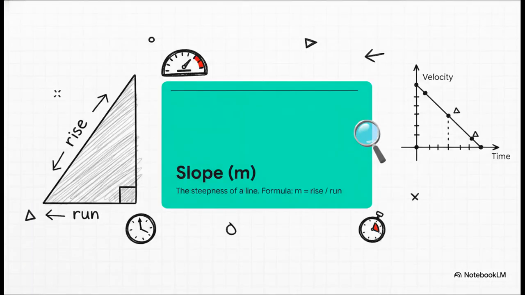Now, let's think all the way back to math class. How do you find the slope of a line? It's rise over run, right? The change on the vertical axis divided by the change on the horizontal. Okay, now look at our graph. What's on our vertical axis? Velocity. Our rise is a change in velocity. And the horizontal axis? Time. Our run is a change in time. Wait a second. Rise over run here is just delta v over delta t. That is the exact same formula.